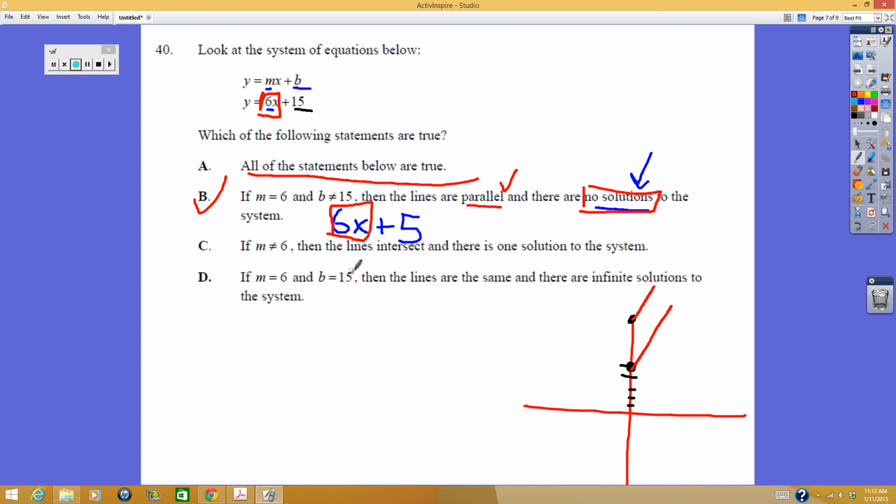Now if m is not 6, then the lines intersect and there is one solution to the system. So let's practice that.